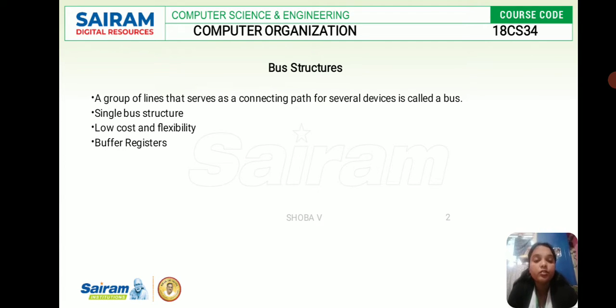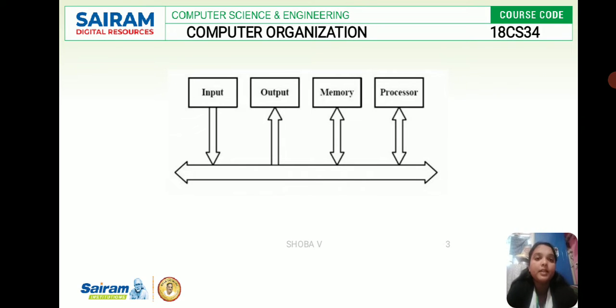Since the speeds are not the same, we use buffer registers, or cache registers, or electronic registers. The instructions from the processor are loaded at once into these buffer registers, which then transfer the data at a faster rate. They have a very small capacity compared to the main memory. In this bus structure, we have input, output, memory and processor.